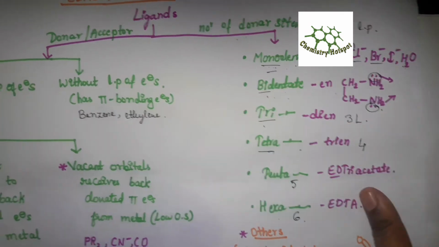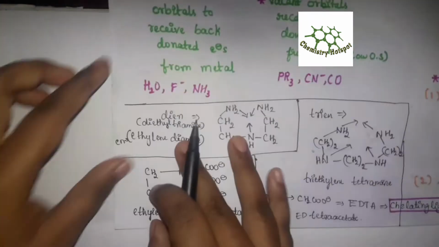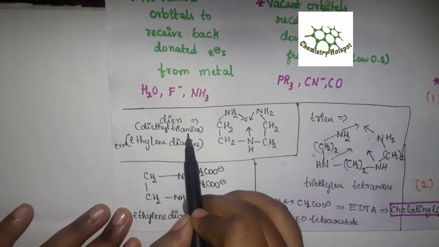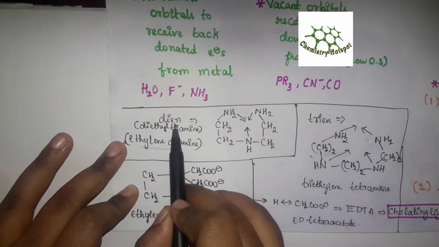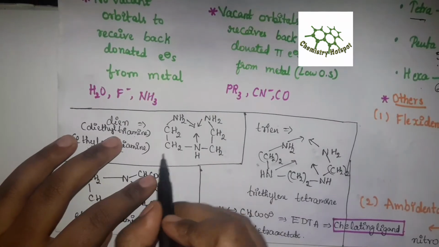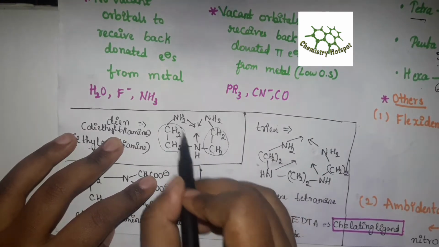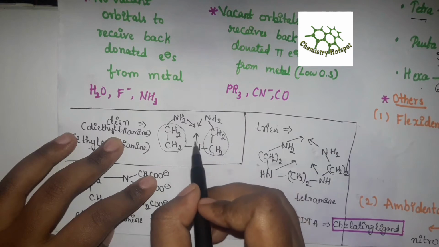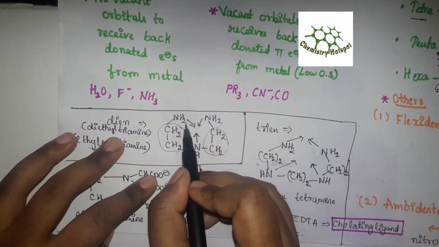For dien, here we have the structure diethylene triamine. En stands for ethylene diamine, and dien stands for diethylene triamine. So here you can see one ethylene, two ethylene, diethylene triamine. So the number of donating sites will be 3. This arrow mark denotes the ligand donating.